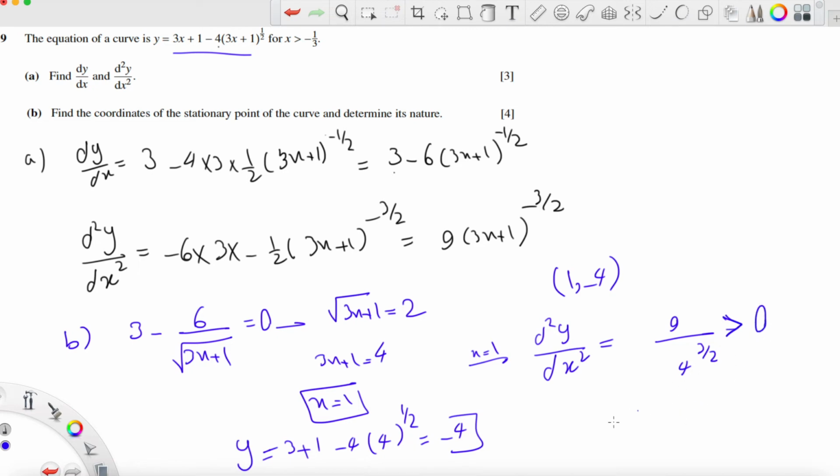So when it is more than 0, it means that the curve bends upwards at that point. So it will be a point of minimum, the point (1, negative 4). It is the final answer for this question.